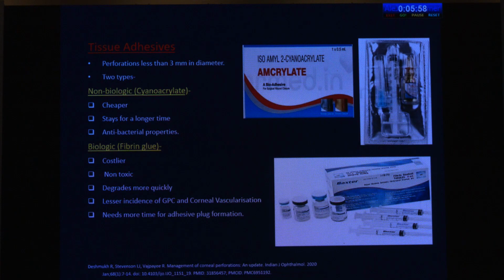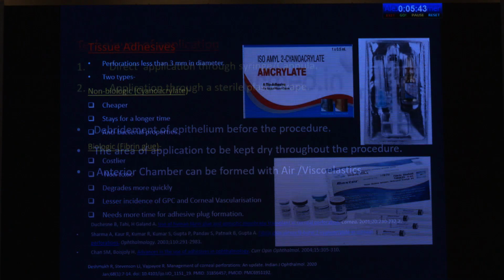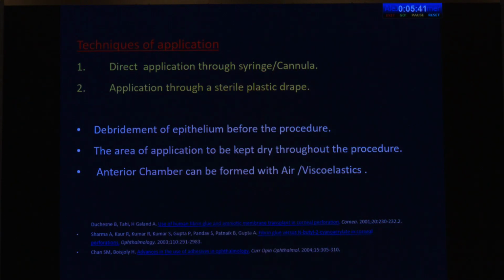Cyanoacrylate glue is preferred in such conditions because it is cheaper, stays for a longer time, has bacteriostatic properties and provides more tectonic stability to the globe as compared to a fibrin glue, which is generally used as an adjuvant to Tenon's patch graft or an amniotic membrane graft. There are various techniques of application which have been described. I prefer to apply with the backside of a Weck-Cel sponge, which helps to apply a very thin layer of glue over the site of perforation.